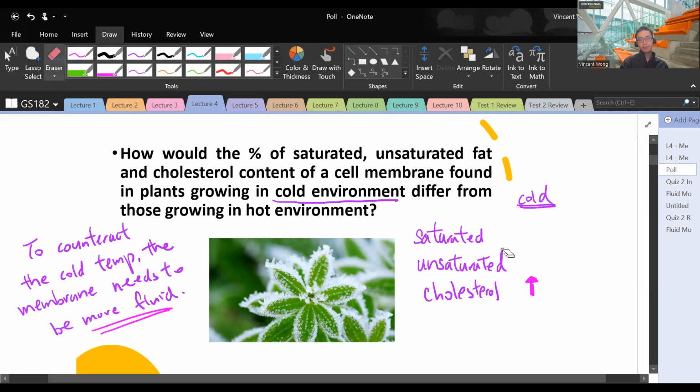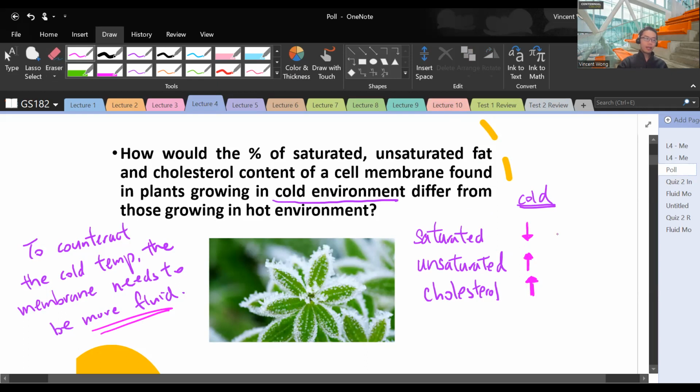Okay. Similarly, if you want to make the membrane more fluid, do you want more saturated fat or do you want more unsaturated fat? Which one's going to make your membrane more fluid? Unsaturated. Unsaturated is going to make it more fluid. That's correct. Right? And you want less of the saturated.